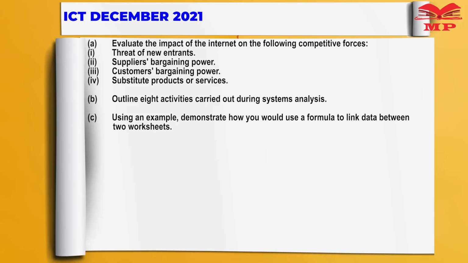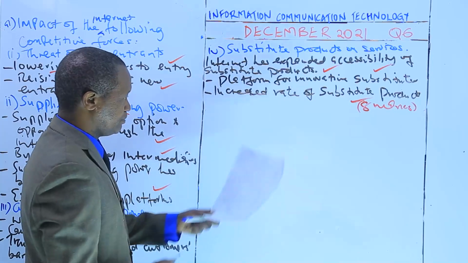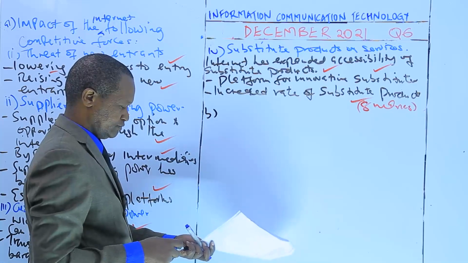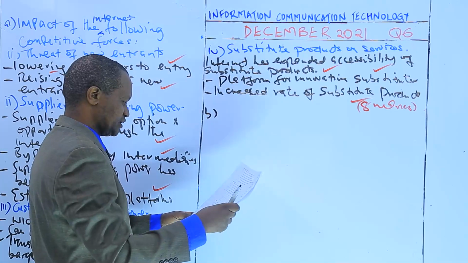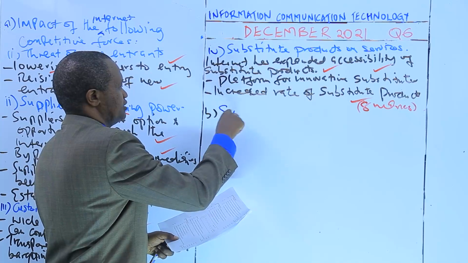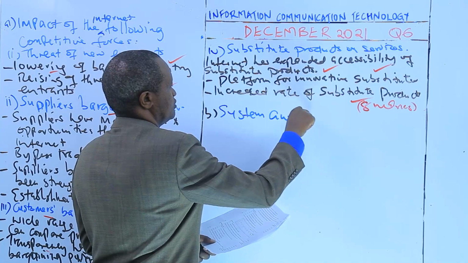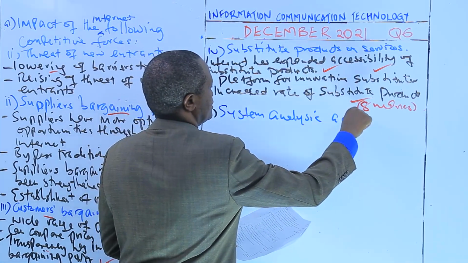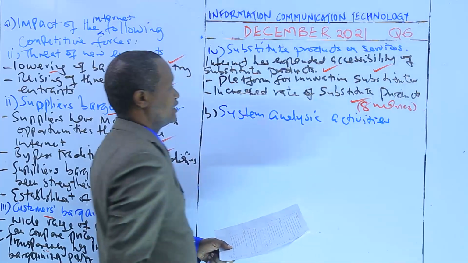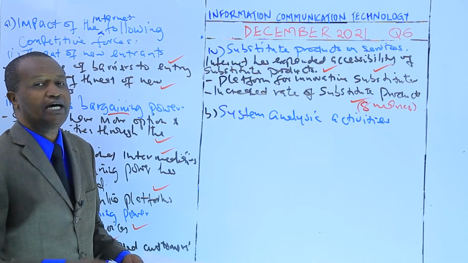Part B, outline 8 activities carried out during system analysis. Outline 8 activities. What are the activities that are carried out during system analysis?